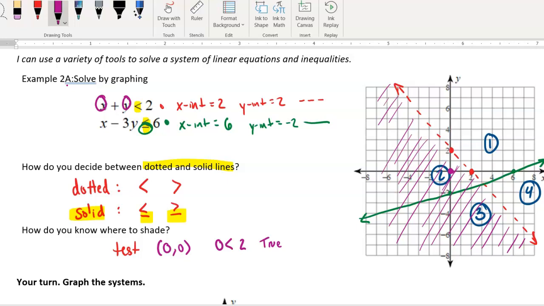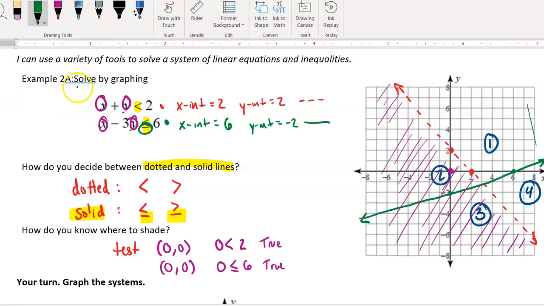Okay, now let's do the green line. So the green line, I'm going to use the same testing point. I'm going to put 0 in here for x and 0 in here for y. And when I do that, negative 3 times 0 is 0. So the left side is 0. That's why I like using 0 when we can. So I get the statement 0 is less than or equal to 6. That is also true.